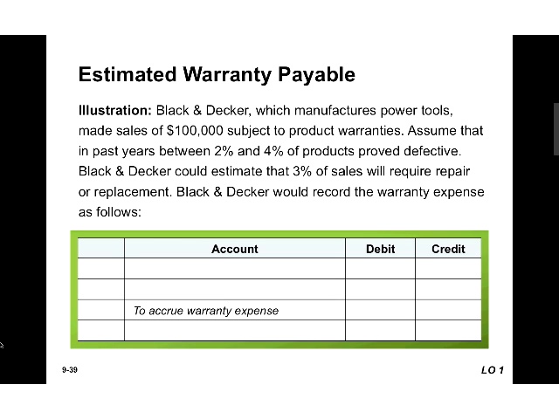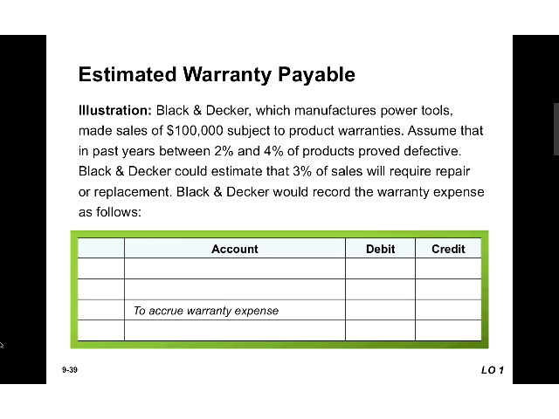warranty is. Now let's assume, and we're making these numbers up, they made sales of 100,000. These products, the 100,000, were products that had warranties on them. Assume that in past years between 2 and 4% of products proved defective, and Black & Decker estimates that 3% of sales will require repair or replacement. So these numbers are all given to us.